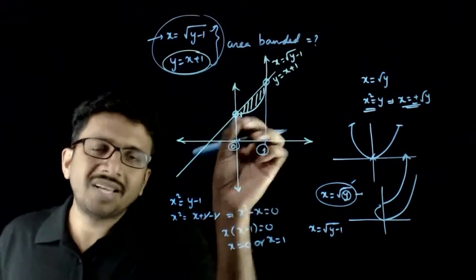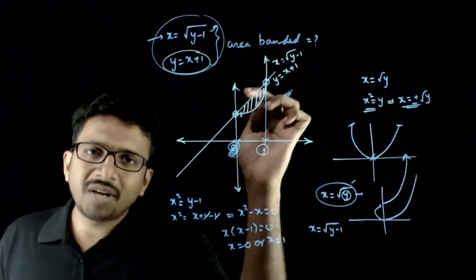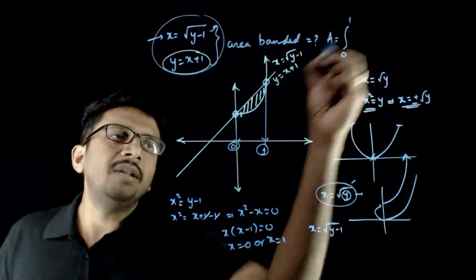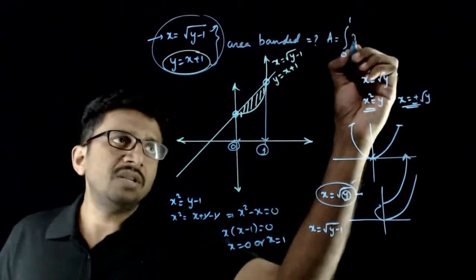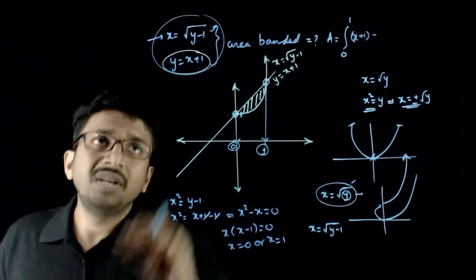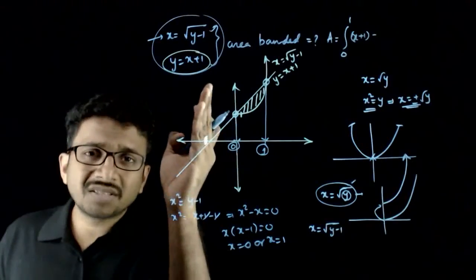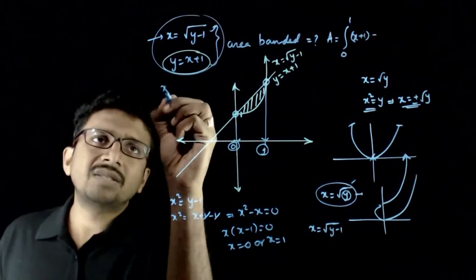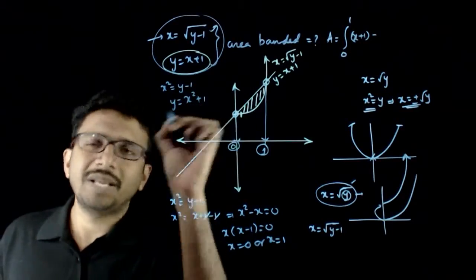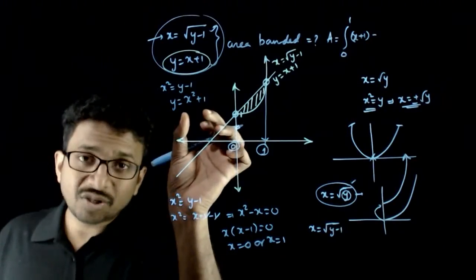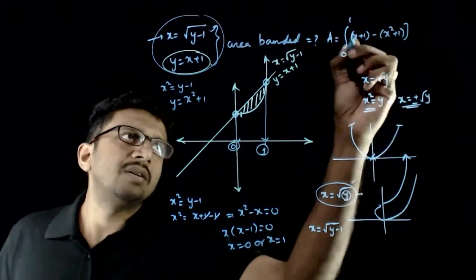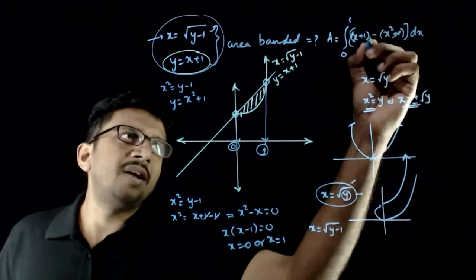Once you get this, what is the area? Area is nothing but the upper curve minus the lower curve, integrated. So area is integration from 0 to 1 of the upper curve, y is equal to x plus 1, minus the lower curve. What is the lower curve? You have to convert this curve into y is equal to something. So x square is equal to y minus 1, so y is equal to x square plus 1. This is the actual curve in terms of y. So minus of x square plus 1, dx. The 1 and 1 get cancelled.